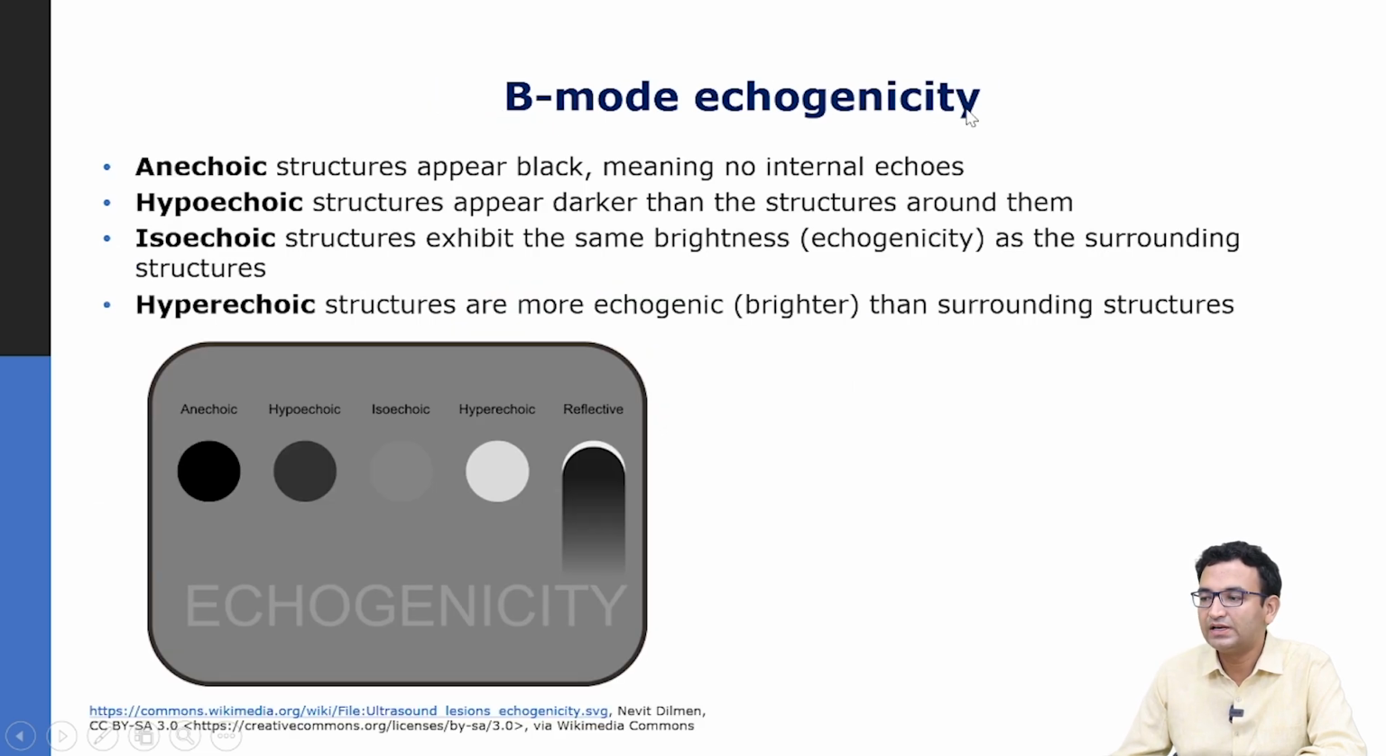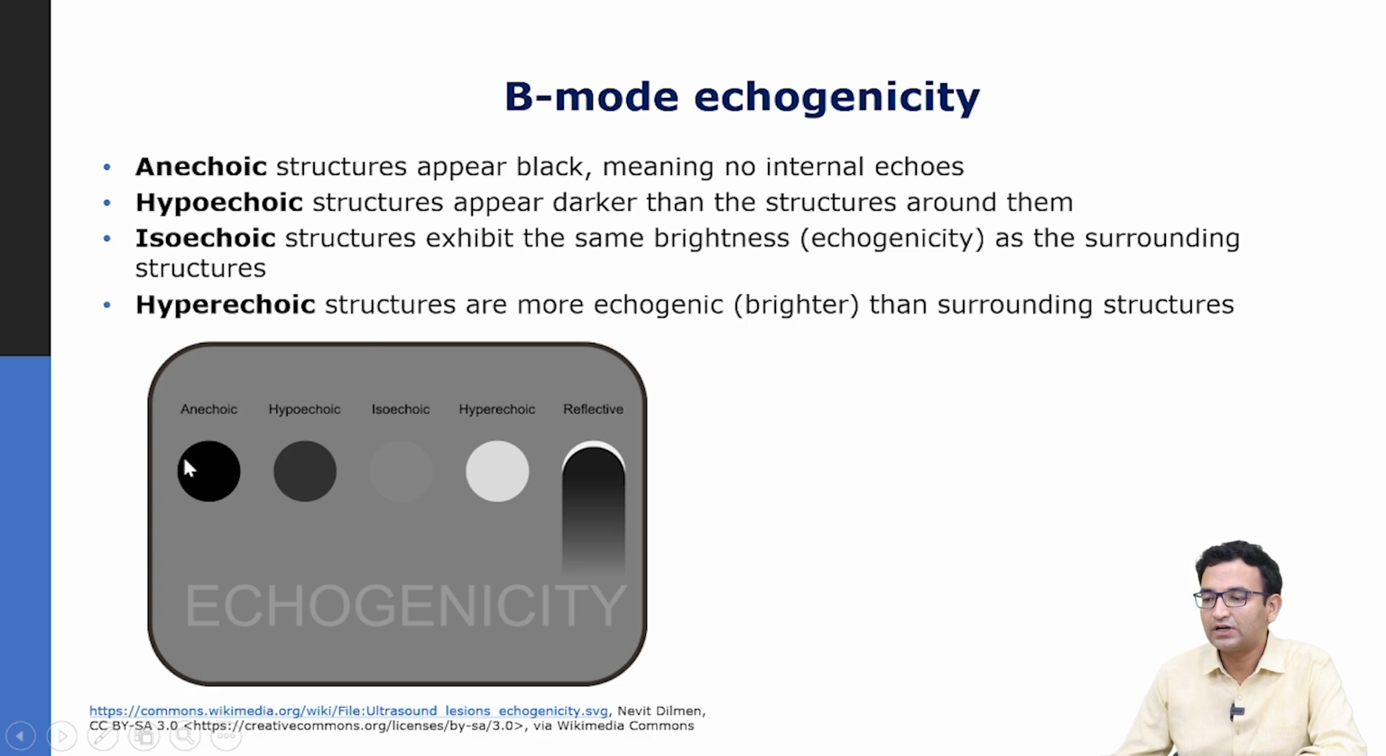Now, let us discuss B mode echogenicity. The word echogenicity literally means the genesis of the echo or the origin of the echo. So, if we have structures that are anechoic, these would be the structures that appear black in the image, meaning that there is no echoes originating from these structures.